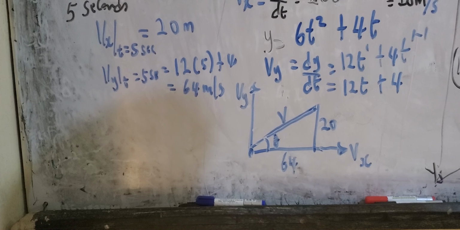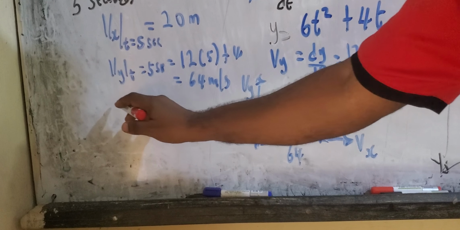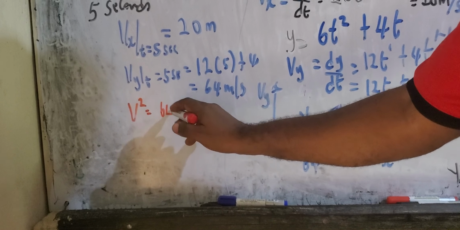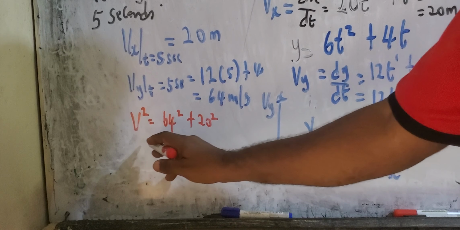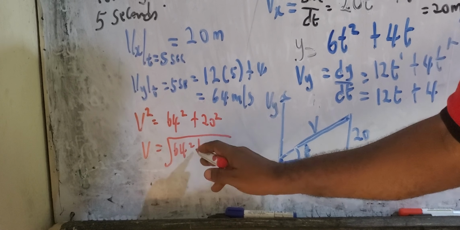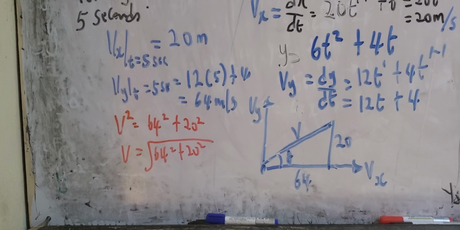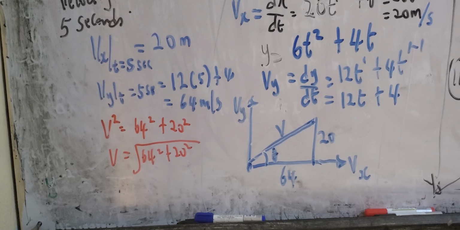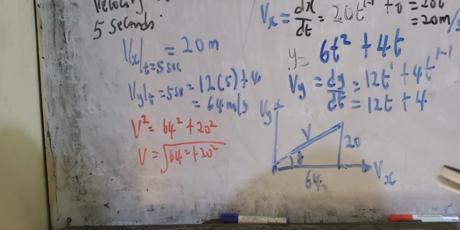But before we can do that, using the Pythagoras theorem, the velocity v square is equal to 64 square plus 20 square. So the velocity will be the square root of whatever we have here, 64 square plus 20 square. The square root of it will give us the final result.